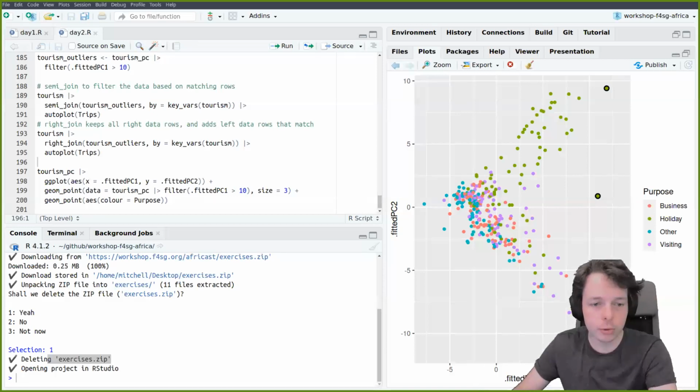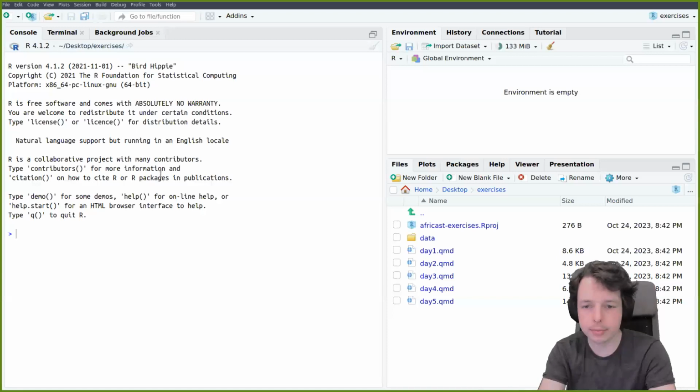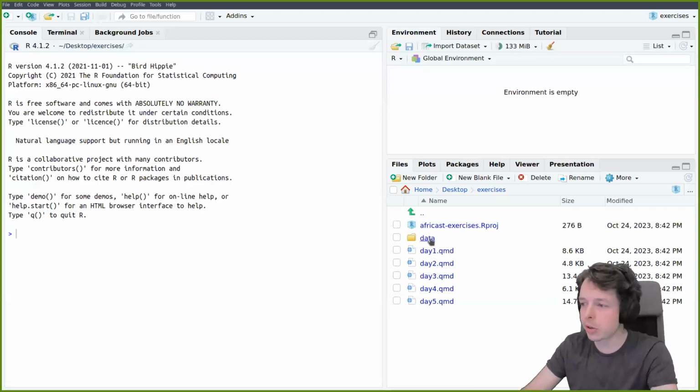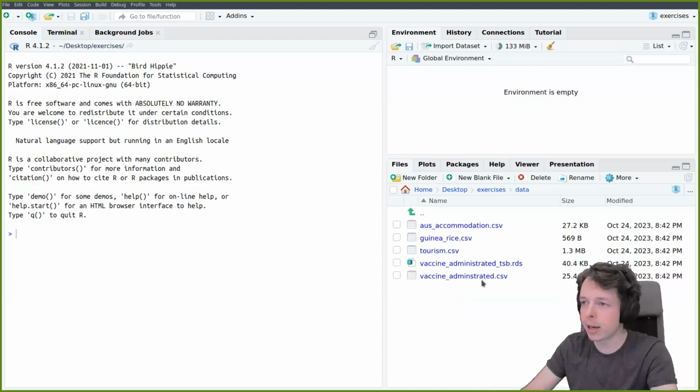So give it some time to open the new window. And I'll need to find how to switch to it. Here we go. And then what you should see here is a new R project that was opened up called Exercises, which has day 1, 2, 3, 4, and 5, the daily set of exercises. And importantly, you have your data in here too. This data set includes the vaccine administered CSV for the apply section, and also some data sets that we use in the labs.